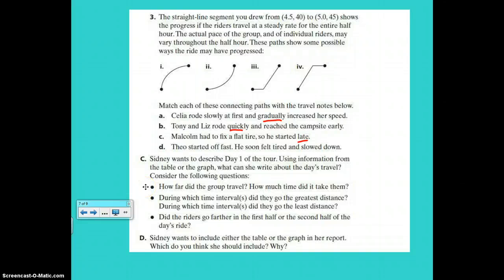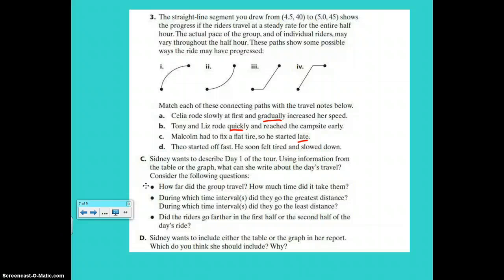How far did they travel? How long did it take? What time intervals did they go the greatest? What time intervals did they go the least? Did they go farther in the first or the second half? Make sure you're writing nicely and legibly so you can share this with us tomorrow. Pause for a minute to complete that question.